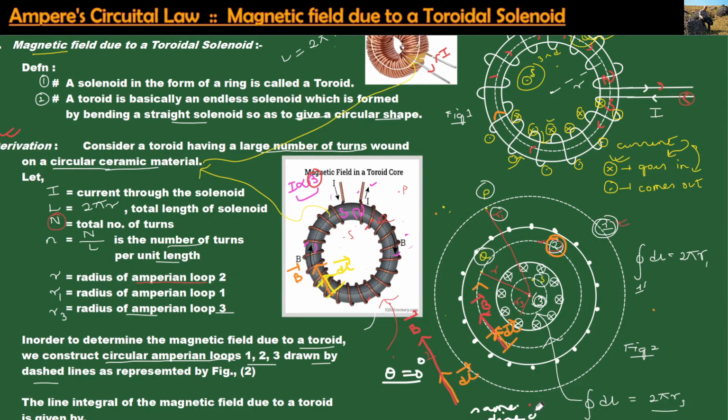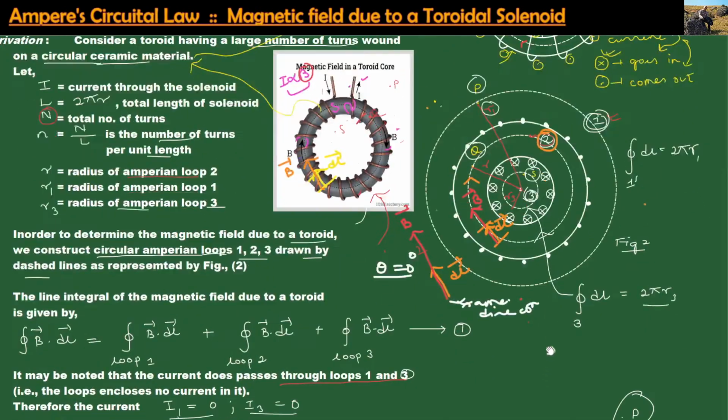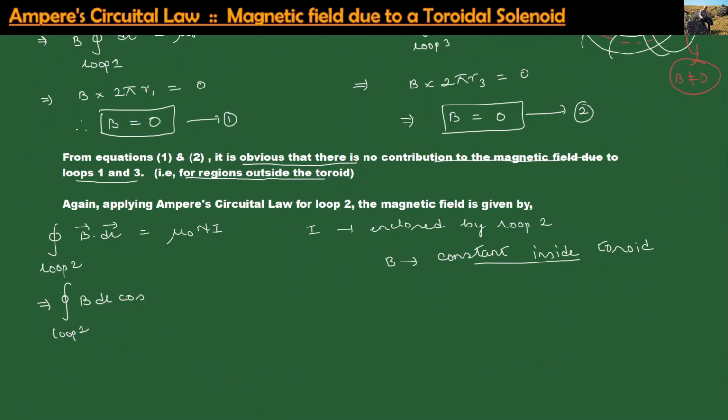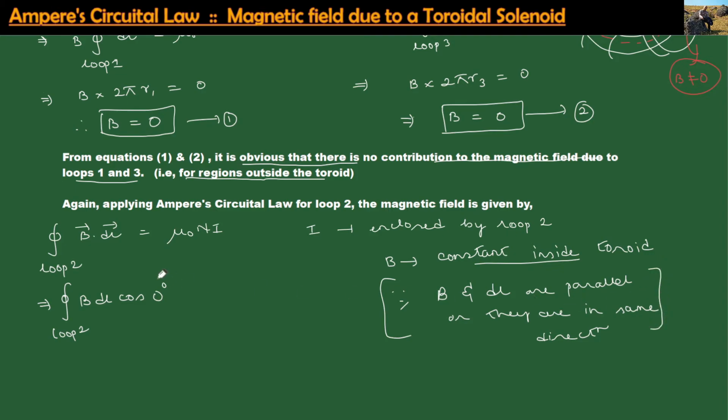So this is very, very important to visualize from the diagram. From there, it is very obvious that the angle between dl and B is equal to 0 degree. Since B and dl, you can write that they are parallel, or they are in the same direction. This is very, very important, which allows us to write this.